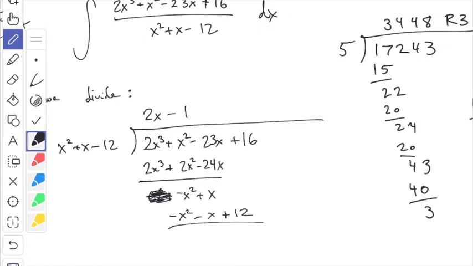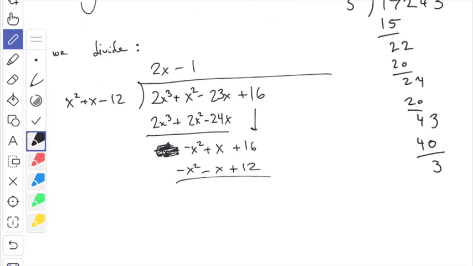Oh, I forgot one of the steps in the song and dance. Just bring down the next digit. I never did that. You got to bring this guy down. Right? When you're doing the long division, you got to bring down the next digit. Sorry about that. I got to go back to fourth grade. And then we subtract, okay? Minus x squared will go away. X minus negative x gives me a 2x, and then 16 minus 12 is plus 4.